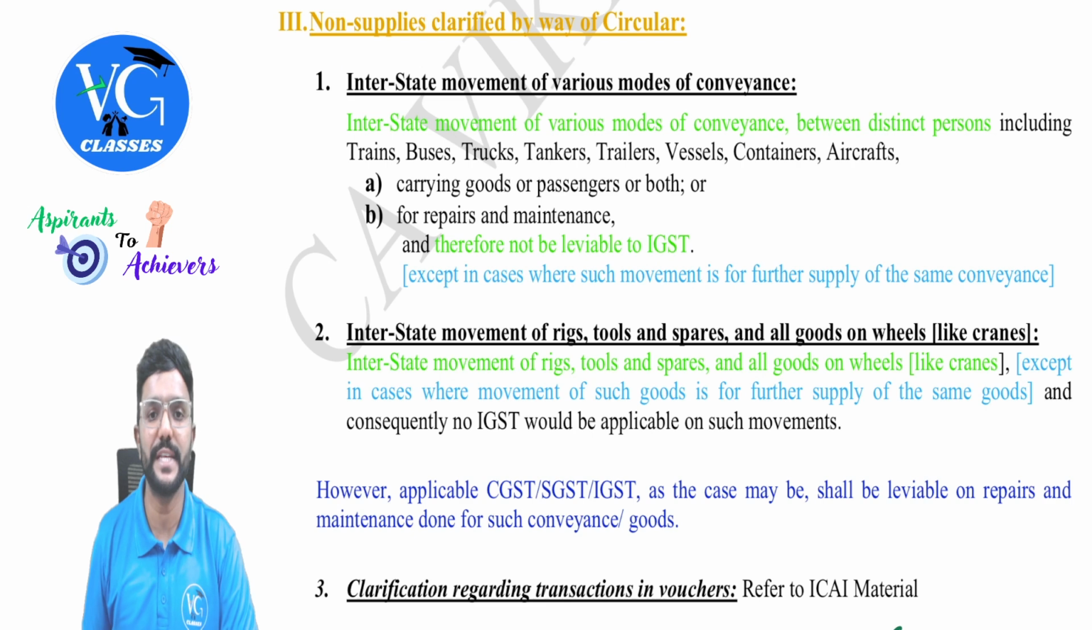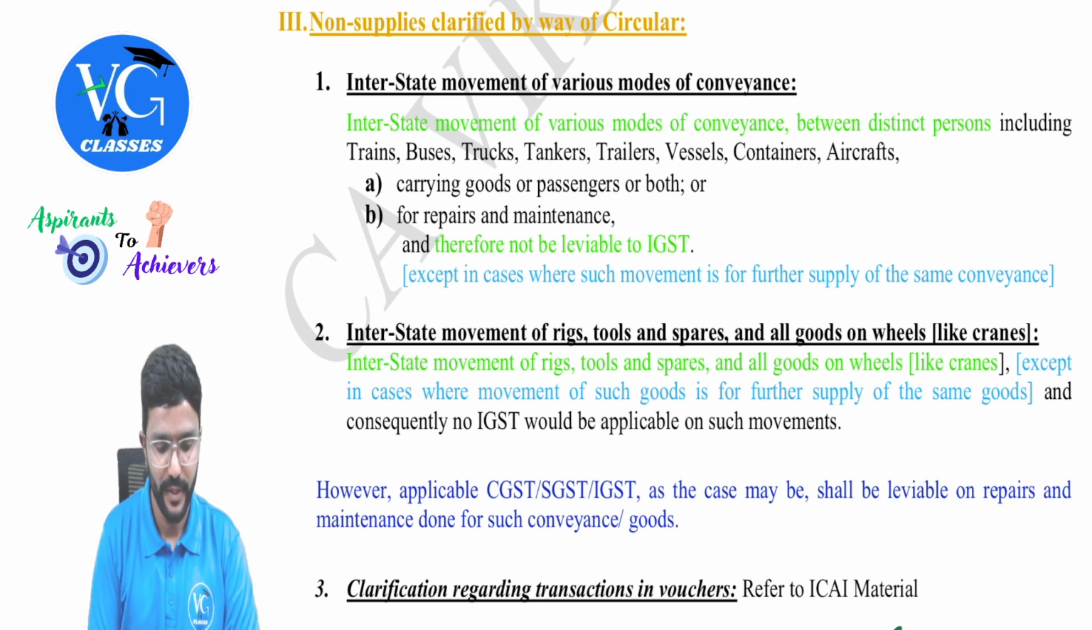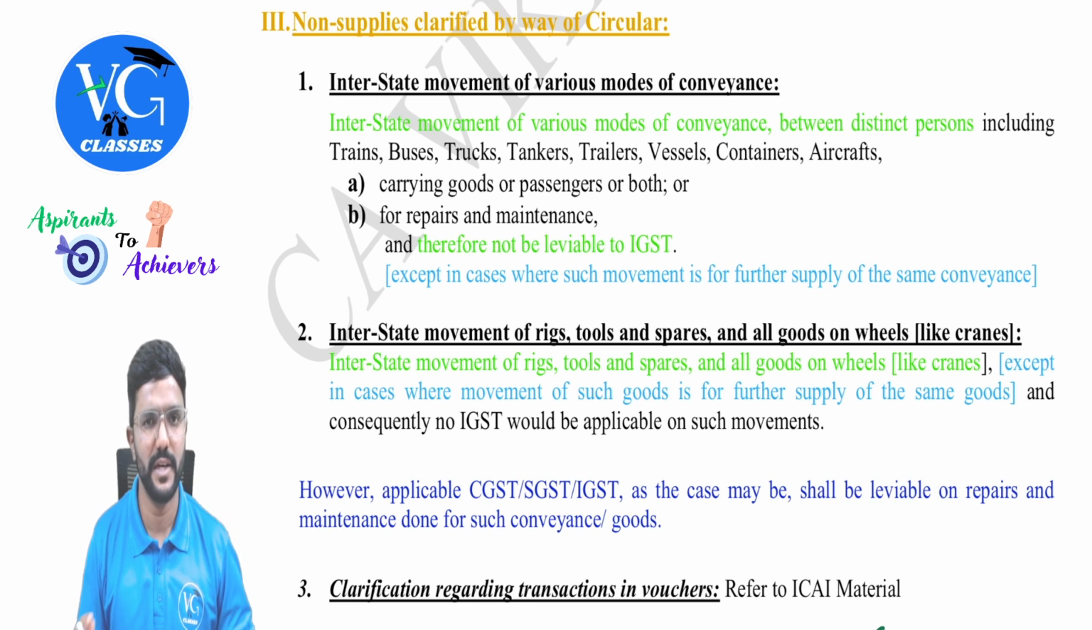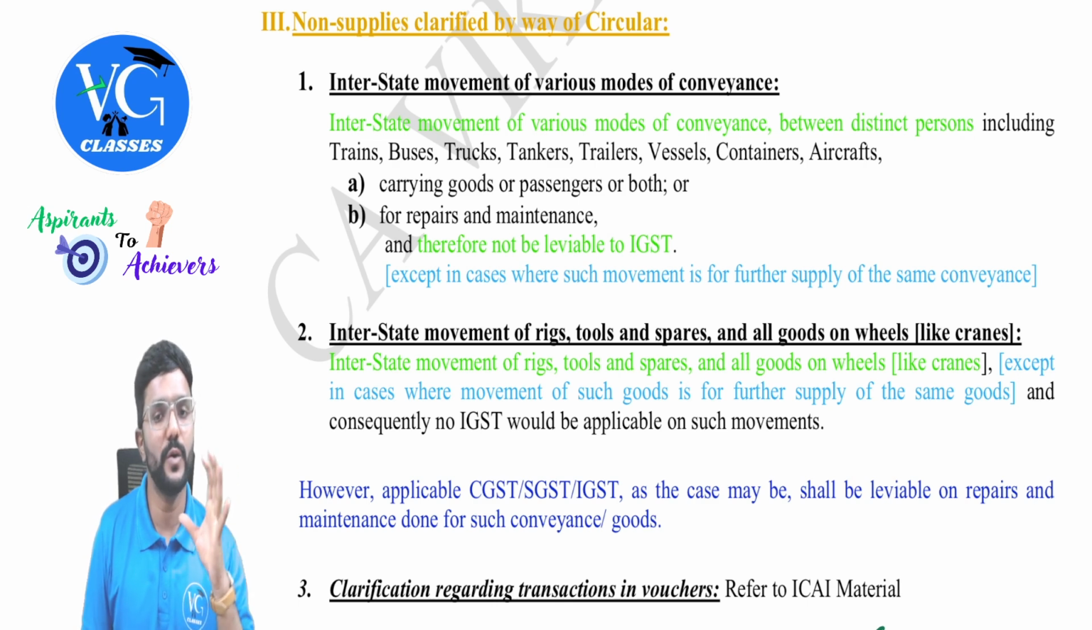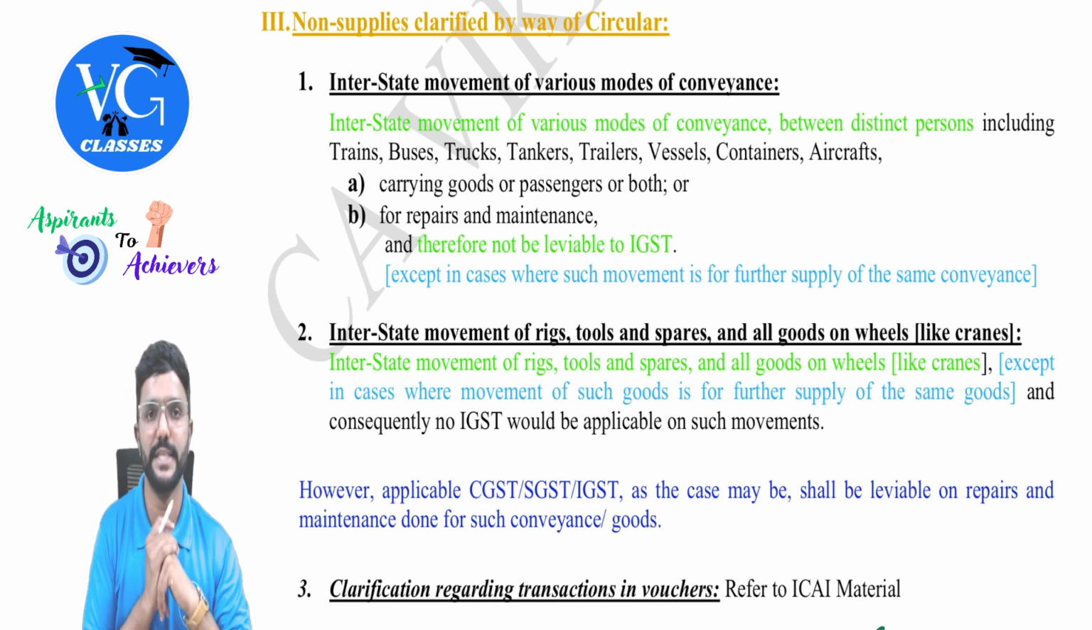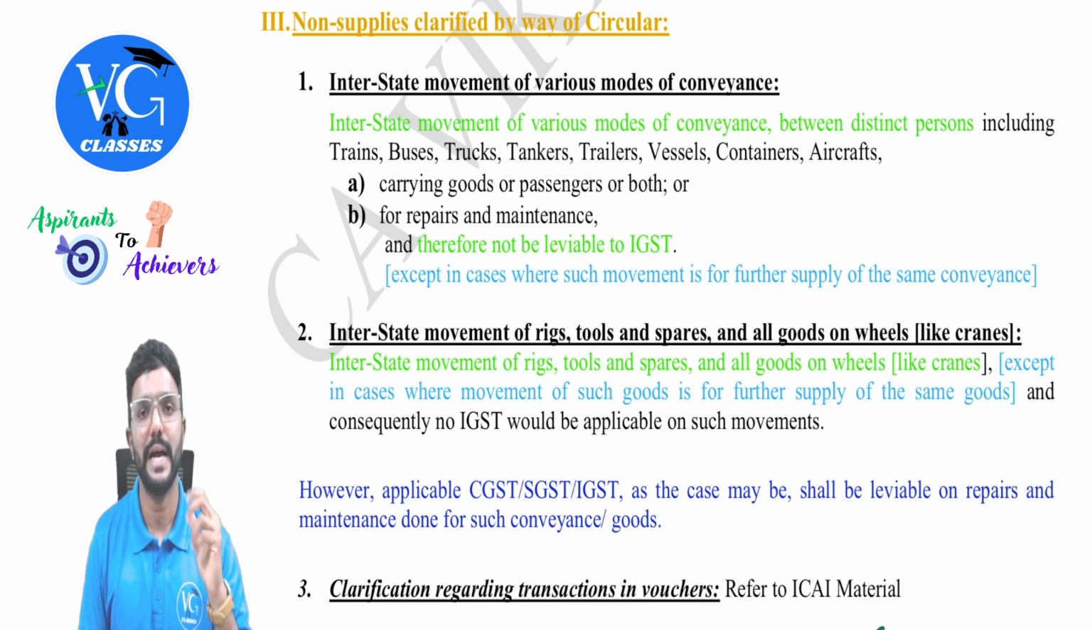Interstate movement of various modes of conveyance. Interstate movement of various modes of conveyance between distinct persons, that is who is registered separately under GST, including train, bus, truck, tankers, trailers, vessels, containers, aircraft, carrying goods or passengers or both, or for repairs and maintenance, and therefore not liable to IGST.